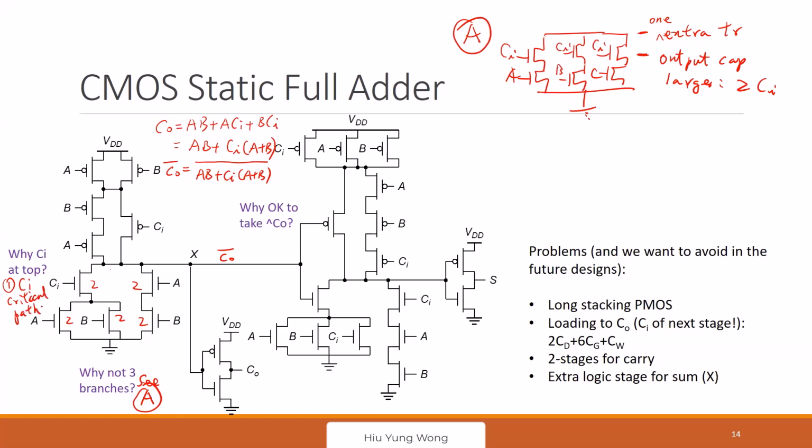Okay, that's why I put it on the top. And of course, in this particular configuration, if I put CI at the bottom, I bring AB to the top, then if AB is at the top, I will increase the output cap. I have 2 transistors, 2 drains, right? Because now I have 2 drains here. Then I'm going to increase it. That's why I put CI on top, right?